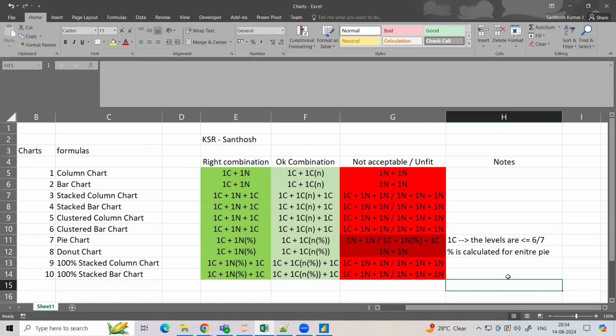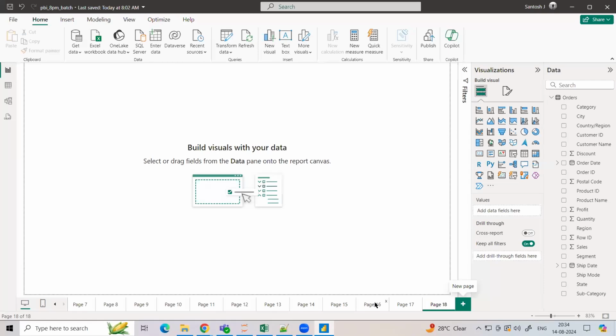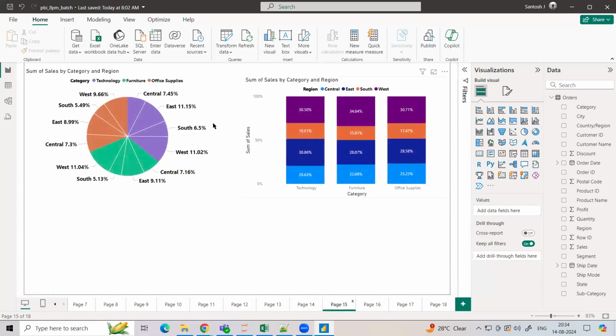Yeah, the not acceptable portion is there, na? For pie chart and donut chart. Please explain the red area once again. For the pie chart and donut chart, this red color area is there, na? Not acceptable portion. Please explain the two portions once. So you want to explain why this is not working? Yeah. I didn't understand that.